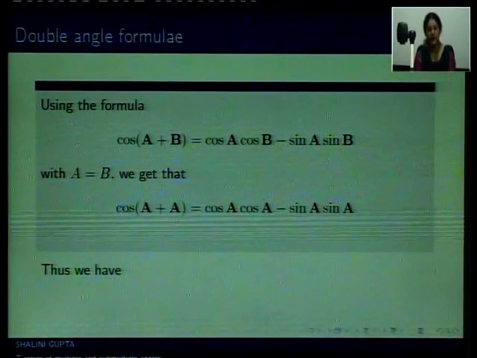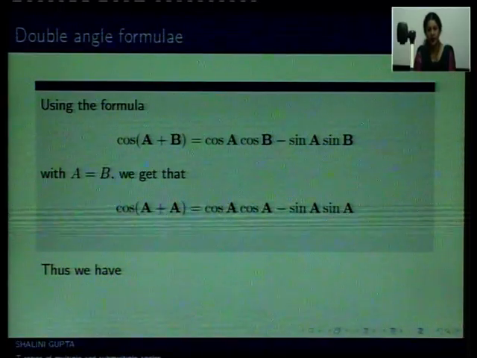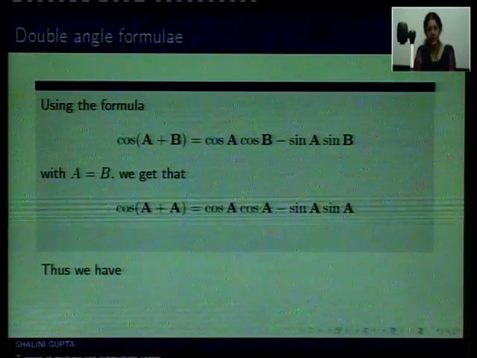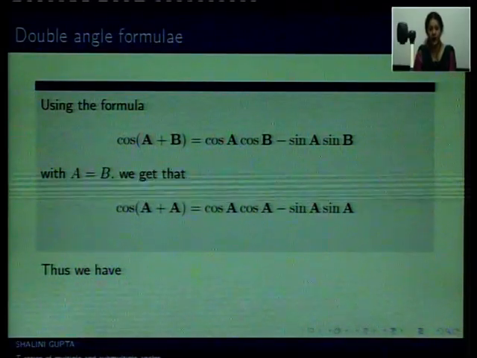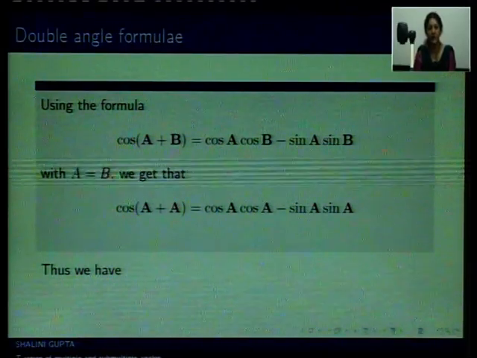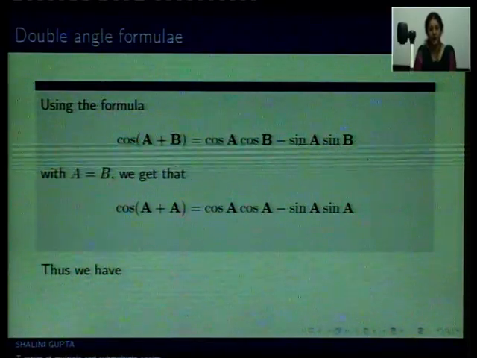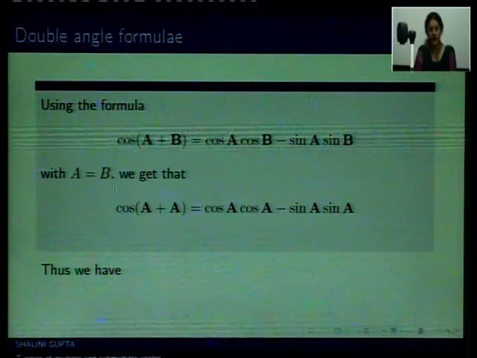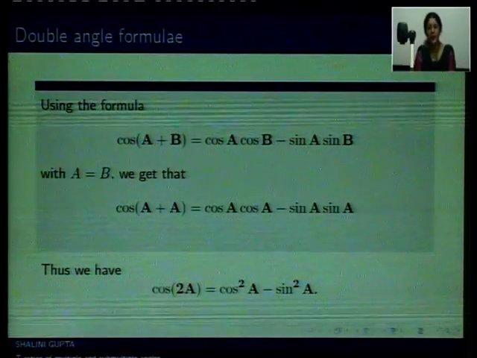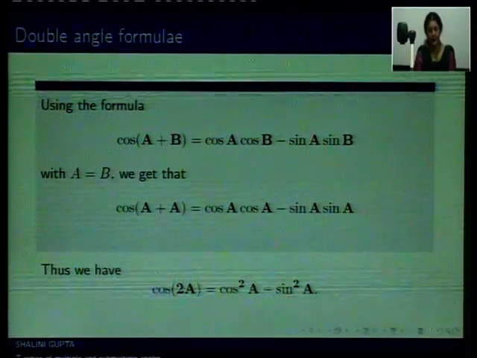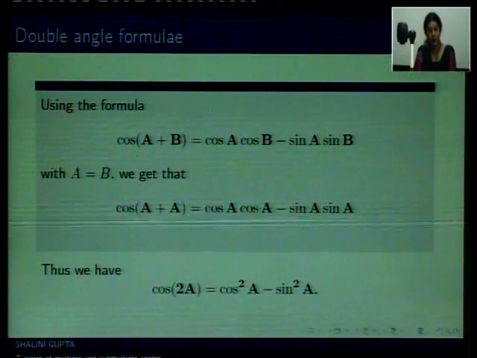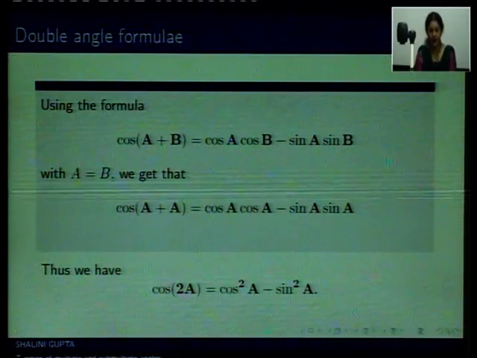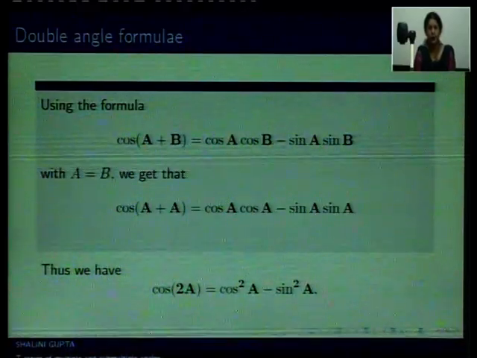Cos of a plus a is equal to cos a cos a minus sine a sine a. Now cos a into cos a is cos square a, and sine a into sine a is sine square a. So what do we get? Cos 2a is equal to cos square a minus sine square a. So this is the double angle formula for cos. Cos 2a is cos square a minus sine square a. We can find the equivalent forms for this also.